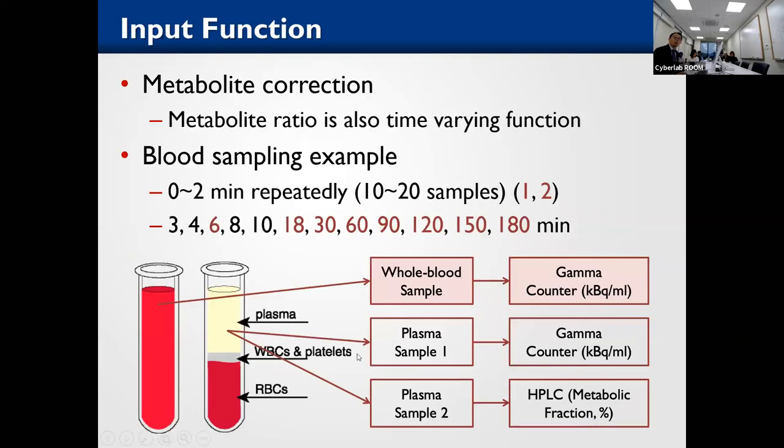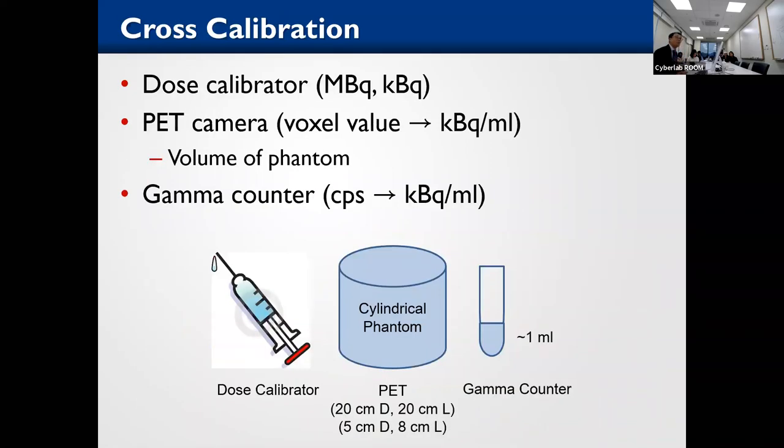Let's see examples. We need some samples for whole blood, some samples for extracting plasma, and also samples for metabolite analysis. So there are a lot of different samples that need to be extracted. Getting data is very hard, and analysis is also hard. We also need cross-calibration between the blood sampling data and PET data. They have different units, so we need to use the same concentration units, and we need calibration between the blood data and PET data.